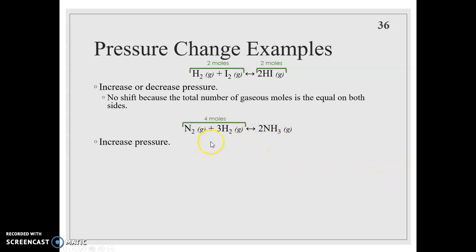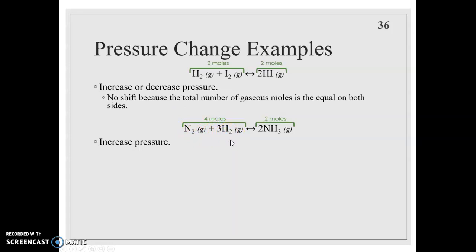So on the left side, there's 4 moles, and on the right side, there's 2 moles. Now, if you think about the ideal gas law, or just Avogadro's hypothesis, the number of moles here would correspond to taking up more space, or the larger number of moles would correspond to taking up more space.